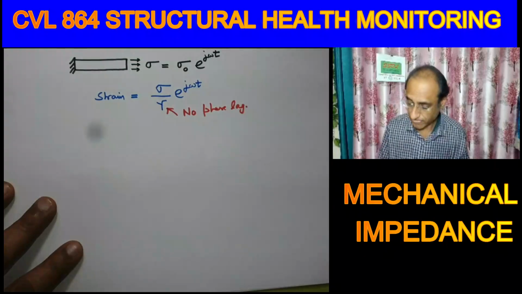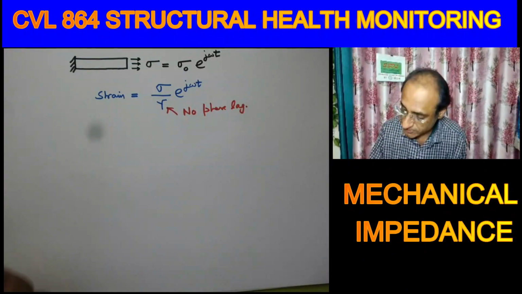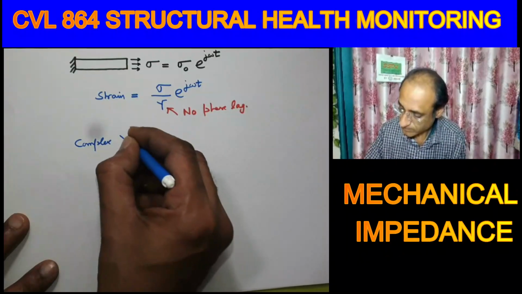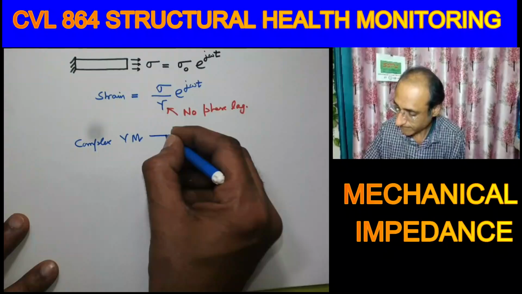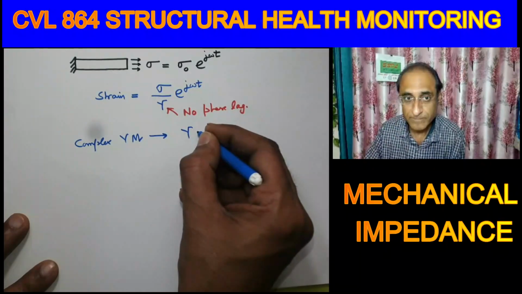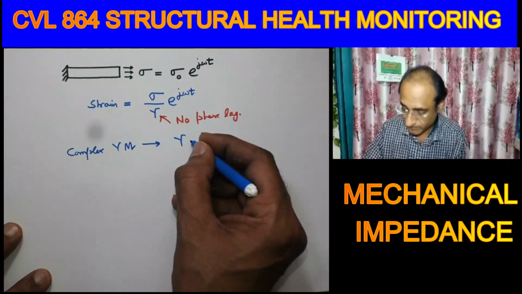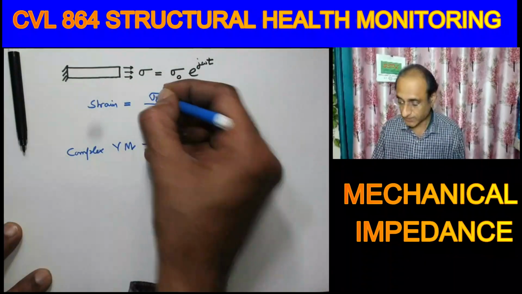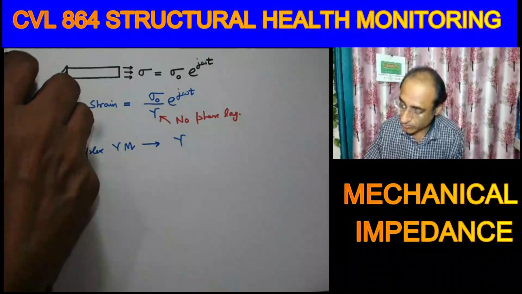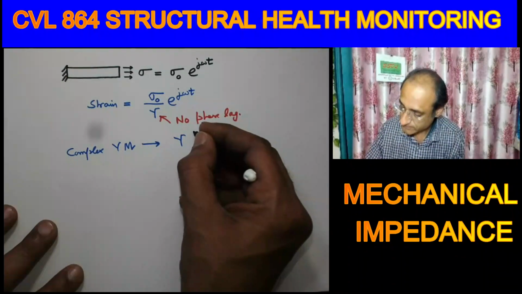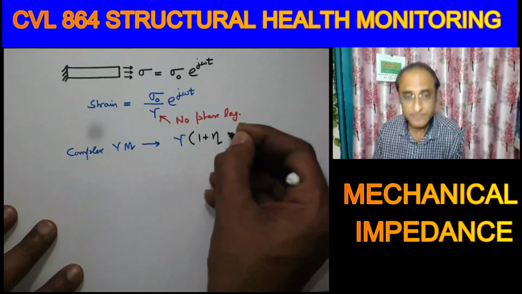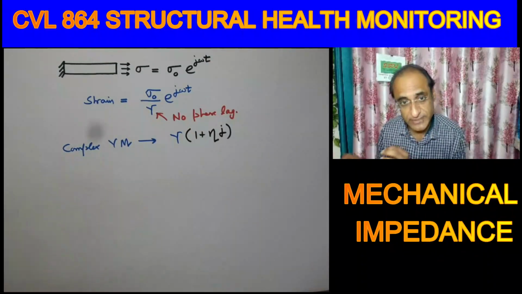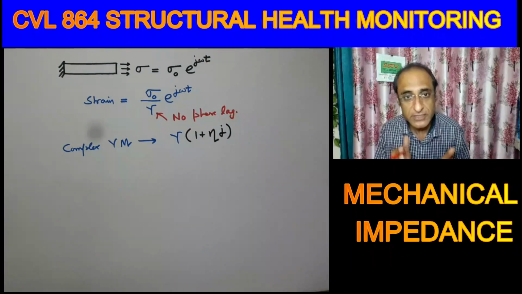But then if we define our Young's modulus as a complex Young's modulus, Sir, is it σ e^(jωt) or σ₀ e^(jωt)? Oh yes, this has to be σ₀. Yeah, correct, σ₀. So if we define the complex modulus like this, the factor η takes care of the damping itself. So we are including damping in the stiffness itself.